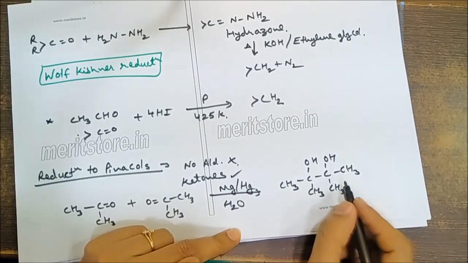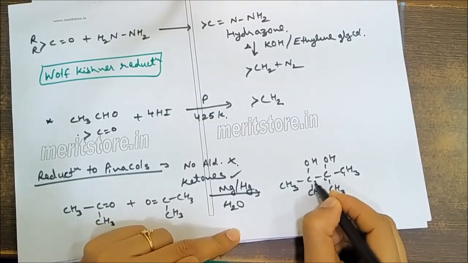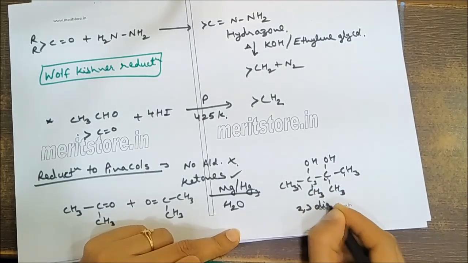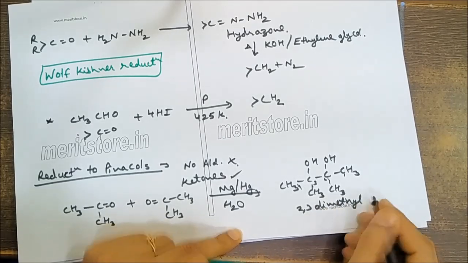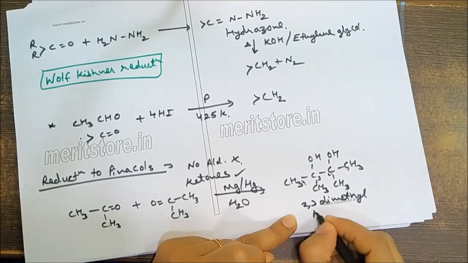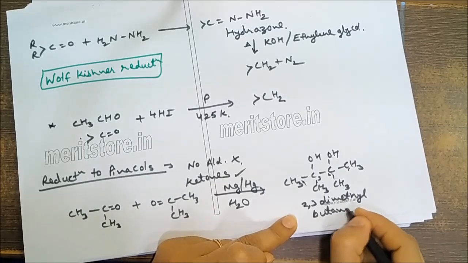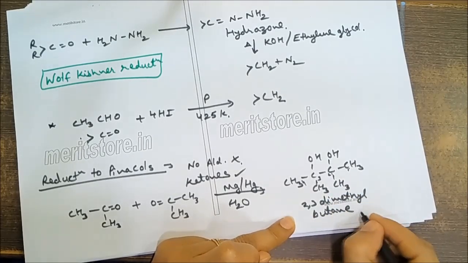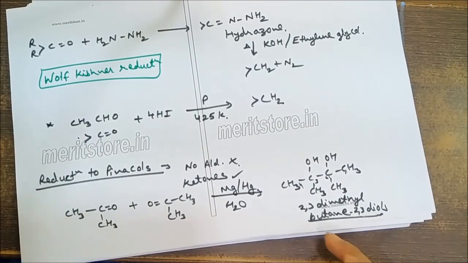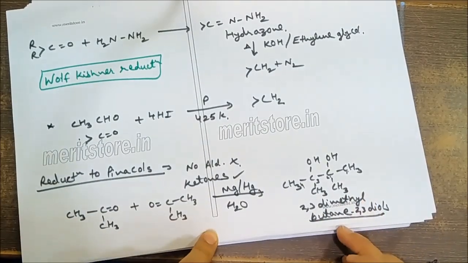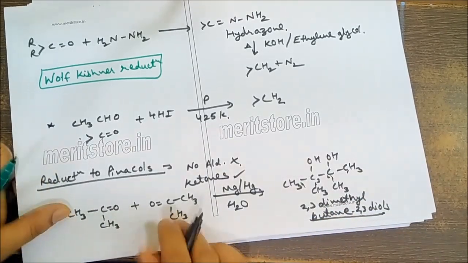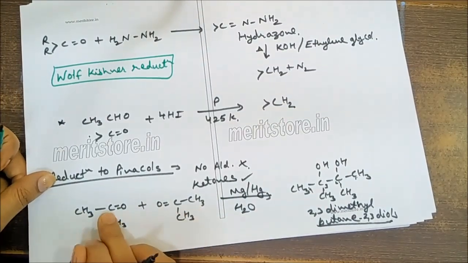So this is 2,3 dimethyl butane 2,3 diol. So pinacols are diols and this compound, 2,3 dimethyl butane 2,3 diol, will be formed. It's a bimolecular reaction and two ketones are reacting with each other.